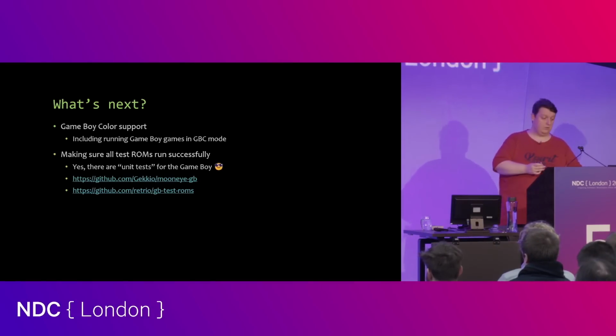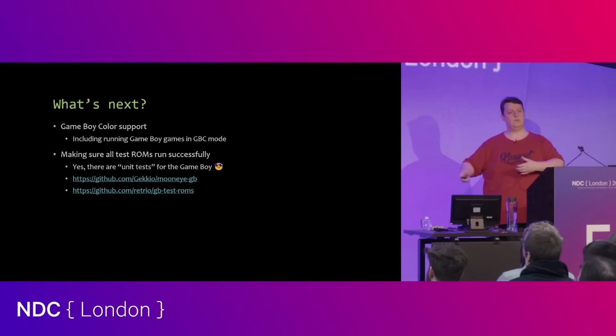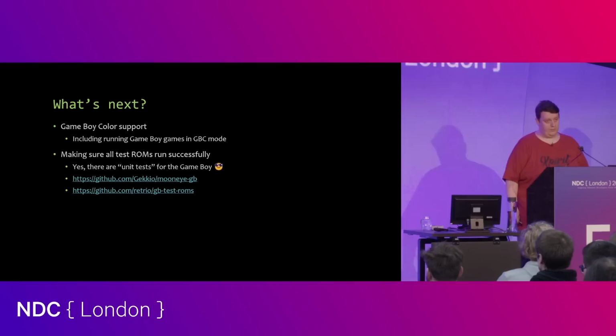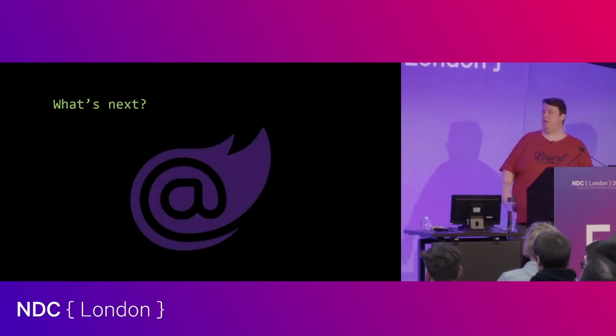And there's also 2 GitHub repositories at the time that I made the slides. One of them might be down now. But some people made unit tests for the Game Boy. So there are people that made custom ROMs to test specific aspects of the hardware of the Game Boy to see if your emulator emulates them well. Really cool. And I want to make sure that all of them run as well. What I also want to do, and I already tried to, but didn't get the success yet, is to make a Blazor version of this.